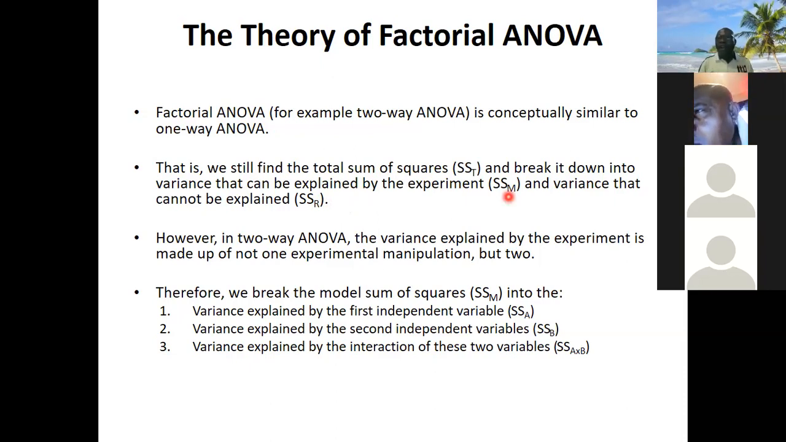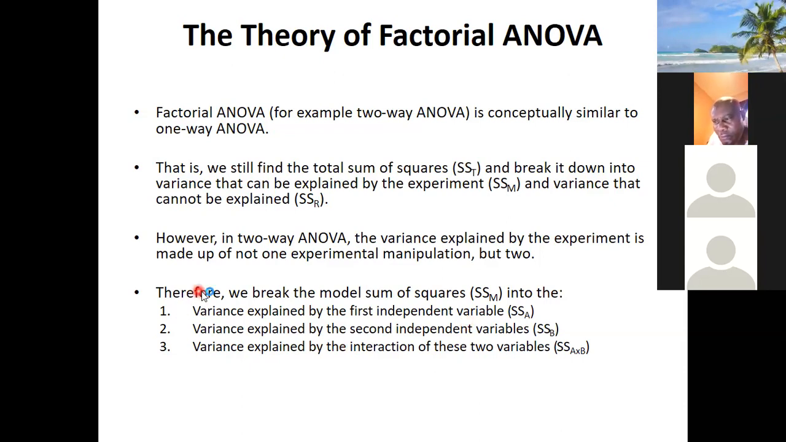However, what contributes to that sum of square model, that between? The two factors are involved. You must be able to separate the effect of the two factors and the interaction. So three things are there. Unlike one-way ANOVA, where the sum of square model is just one, in factorial ANOVA it is not just one. If it is two factors, there are three. If it is three factors, in fact, there are about six, because you talk about individual effects and their interactions.